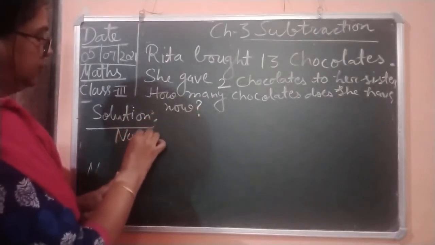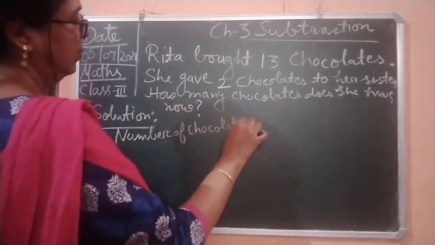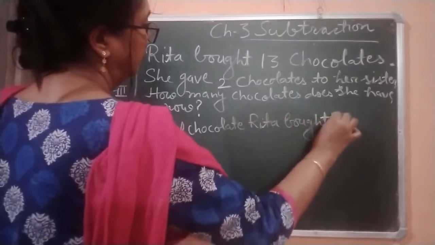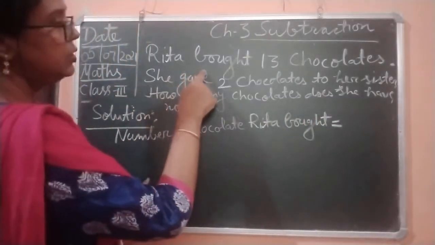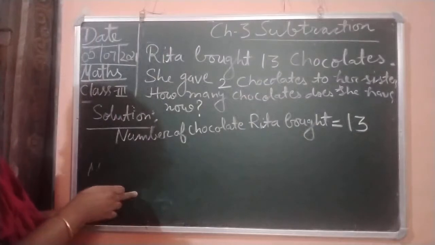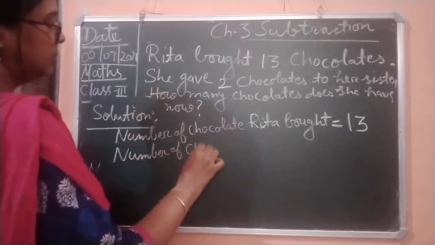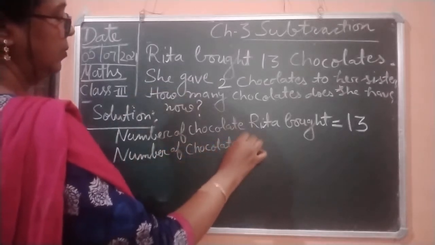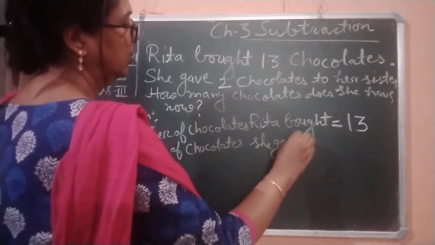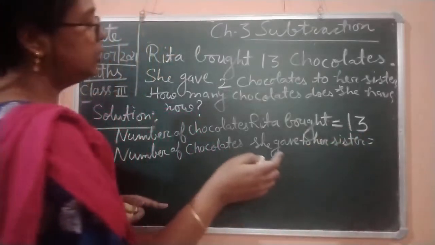Number of chocolates Rita bought. Here children, you can see how many chocolates she bought. She bought 13 chocolates, so we will write over here 13. Then at the next line you will write number of chocolates she gave to her sister. How many chocolates she gave? 2.